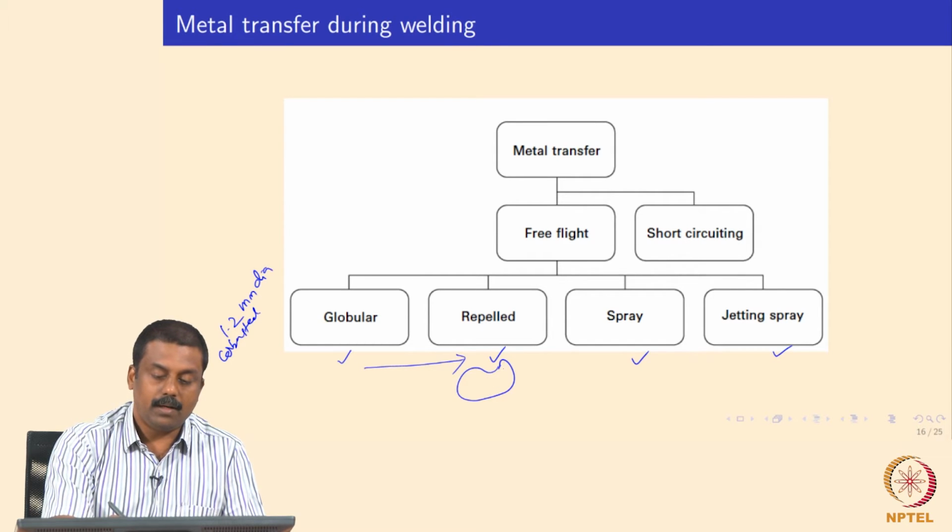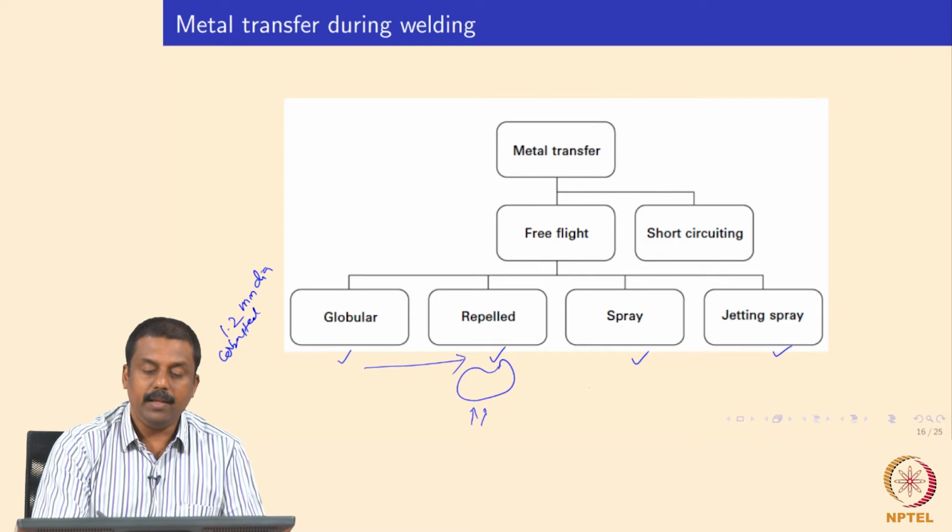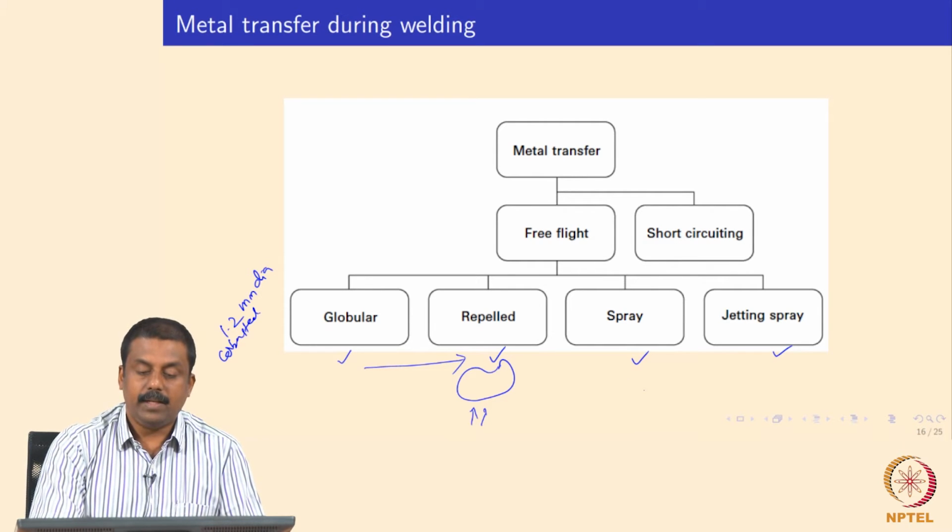This happens because of the increase in the vapor pressure from the workpiece, which acts against the detachment of the droplet, as well as the increasing current can lead to a change in Lorentz force. Locally, the magnetic field can change the shape from the globular to a repelled globular. So upon attaining the mass, obviously the gravity can pull the droplet down, and which is known as a repelled transfer. And if you increase the current, obviously the droplet transfer mode changes to spray mode.